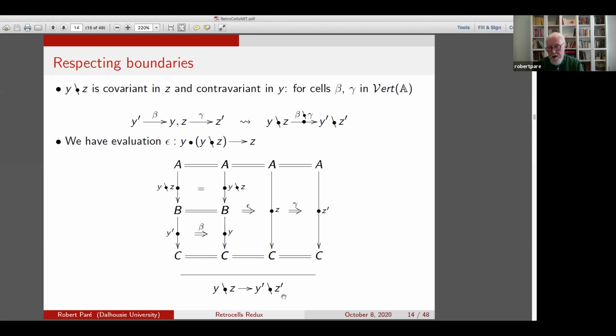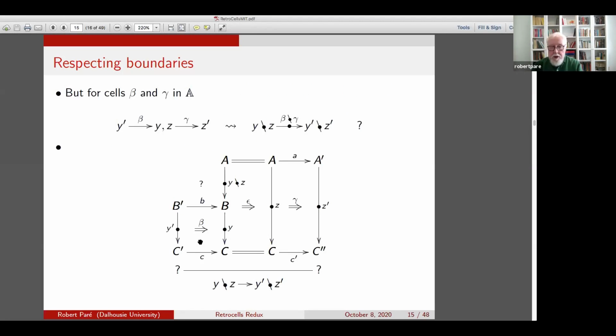Okay, so I would like this to be a double category thing, so I'm going to try and replace gamma and beta by general cells in the double category. So what happens if we take beta and gamma to be cells? Then we still have our evaluation here, and we have gamma. Now it has an A as its vertical domain and a C prime as its vertical codomain. And we put a beta here. Now we have nothing to stick in here.